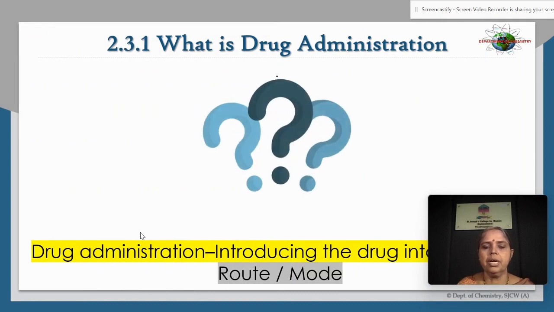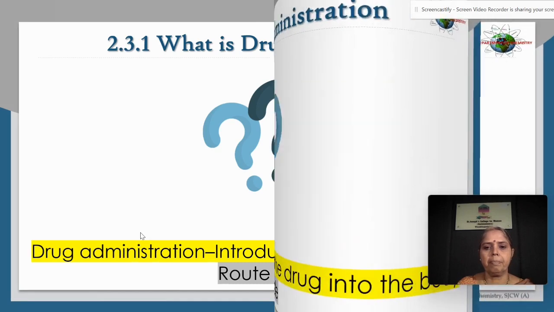What is drug administration? Drug administration is basically the route or the mode through which a drug is introduced into the body of a person. Drug administration basically means giving a drug, administering a drug. In this chapter, we will know more about the various options or the various routes through which a drug can be introduced or administered into a person's body.